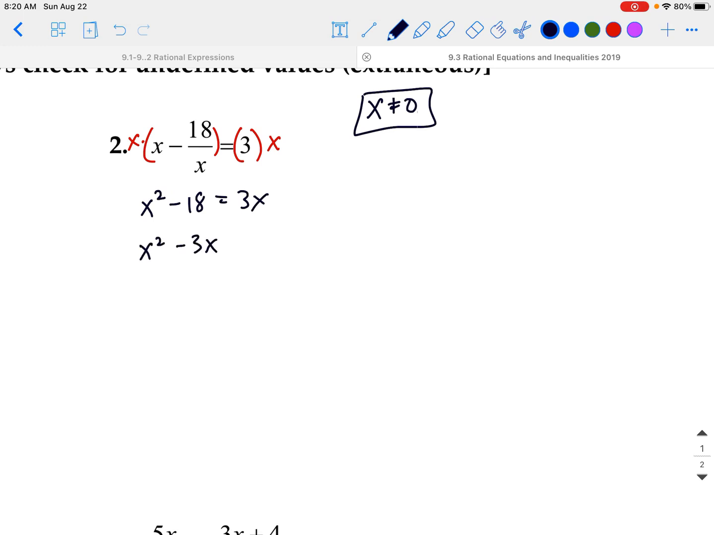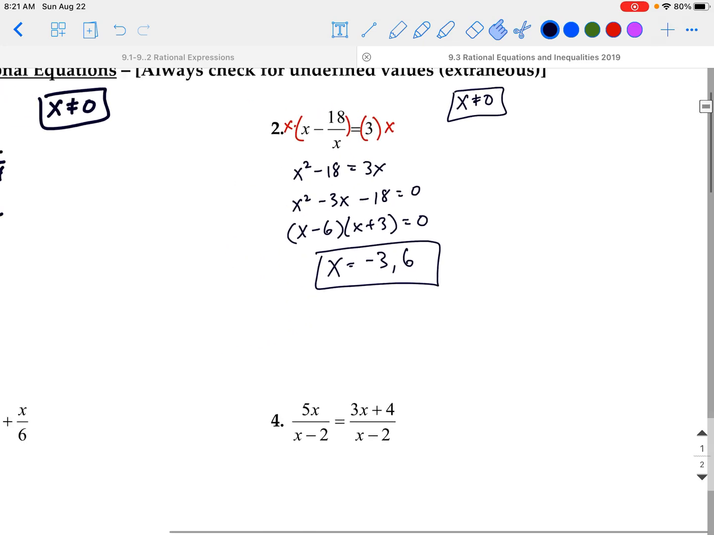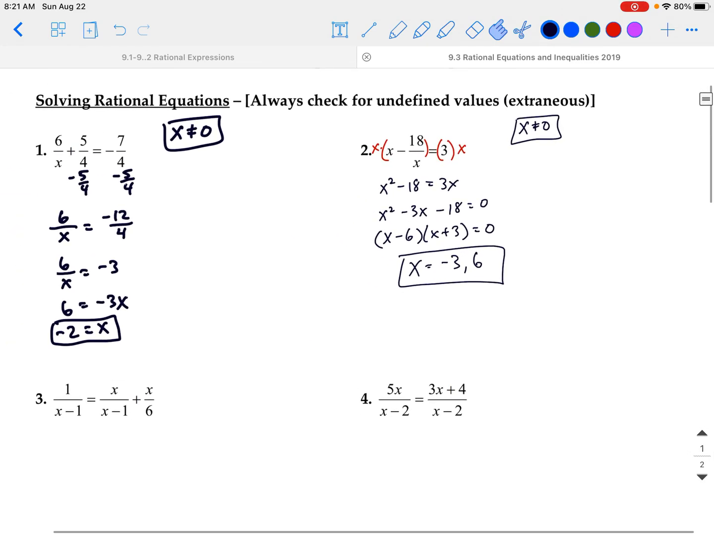And then this becomes a pretty simple quadratic to solve. So we'll get x squared minus 3x minus 18 equals 0. And now we can factor or use the quadratic formula. I think this will factor. So x minus 6 and x plus 3. So x is equal to negative 3, or x equals positive 6 is the solution for this equation. So multiplying through, again, is going to be a useful technique for certain examples.